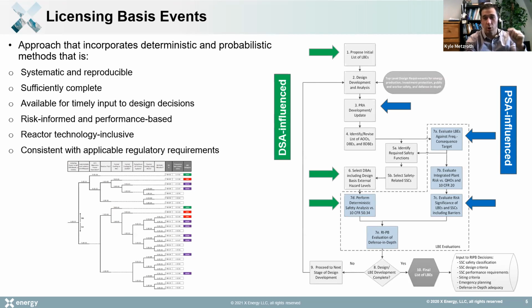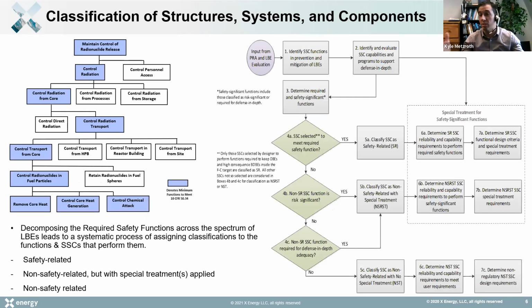But I already mentioned one thing that jumps to the next step, which is SSC classification, right? Because as I said before, the design basis accidents are based on crediting only safety related SSCs. So how do we come to that determination? How do we decide what the different classifications are? And 1804 considers three safety categories. One is safety related, and that's very familiar to what people are probably used to. There's non-safety related with special treatment, an augmented safety classification, and then there's non-safety related with no special treatment.